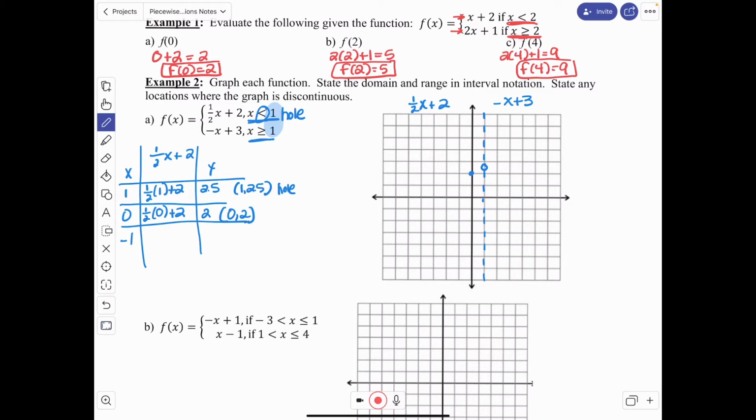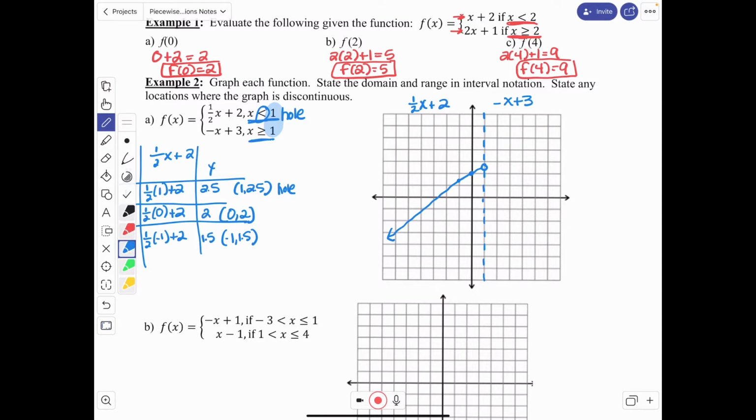After we plug in that first value, the rest of them are going to be points. Then we do 1/2 times -1. So that's going to be a -1/2. -1/2 plus 2 is going to be 1.5. So I can see the pattern here, and I'm going to know it's going to continue to go this way. Okay, so now I'm going to do my other line.